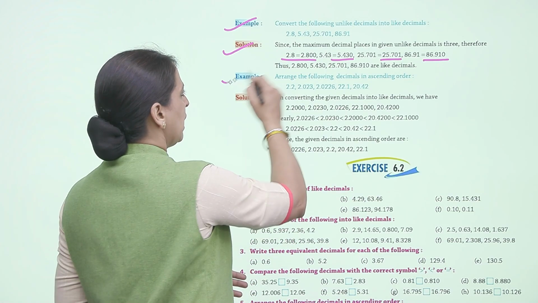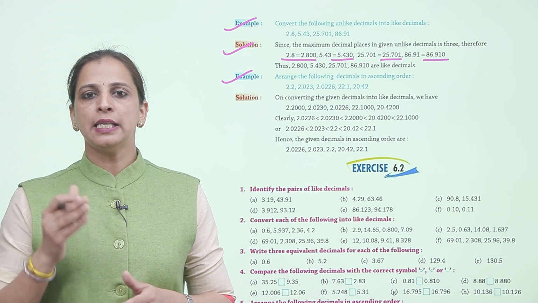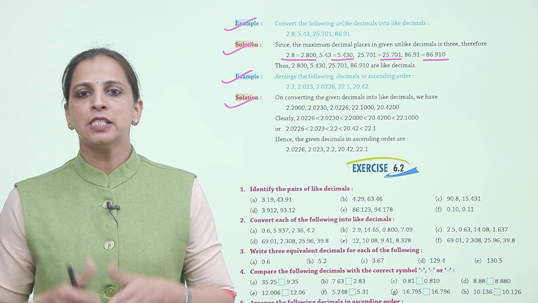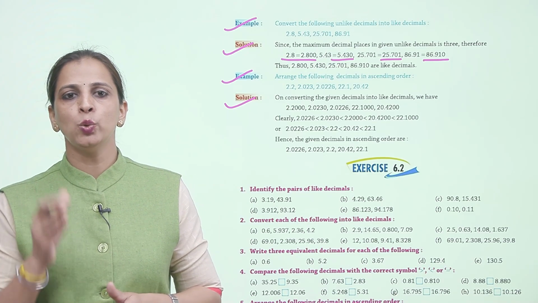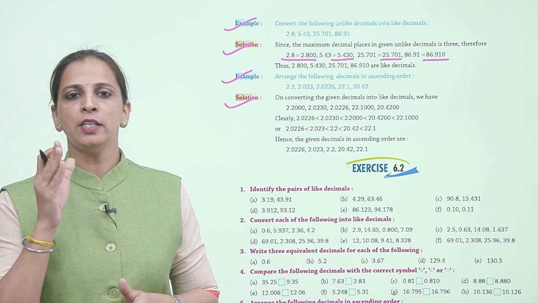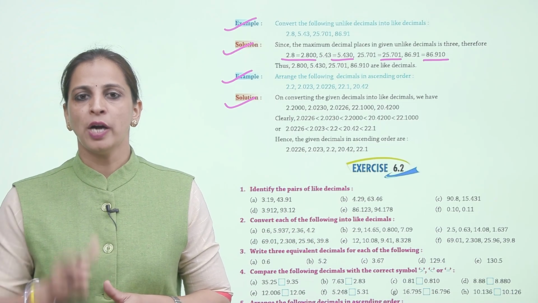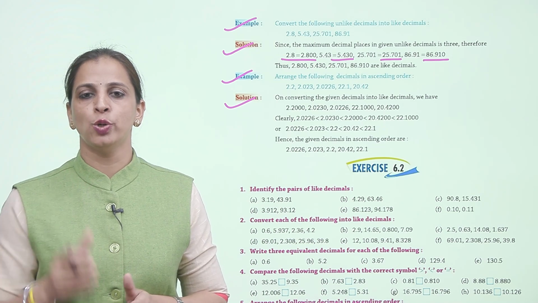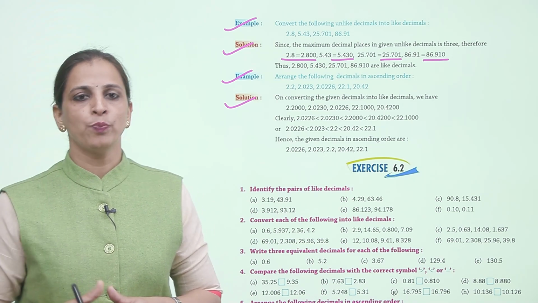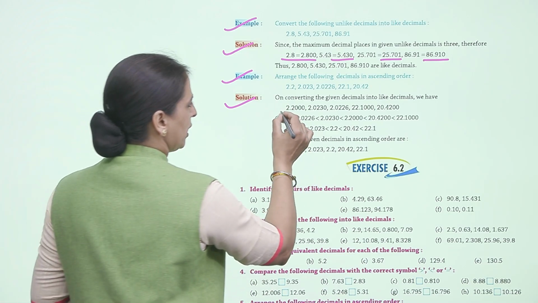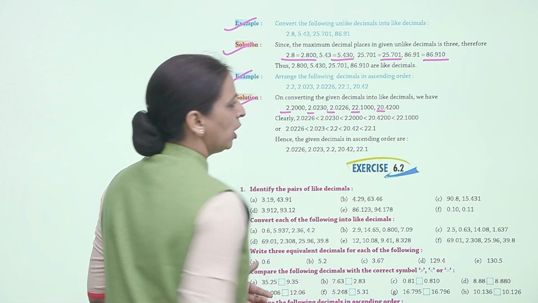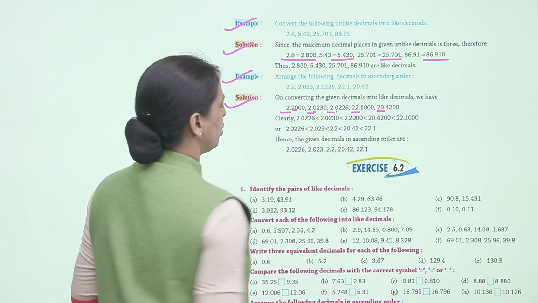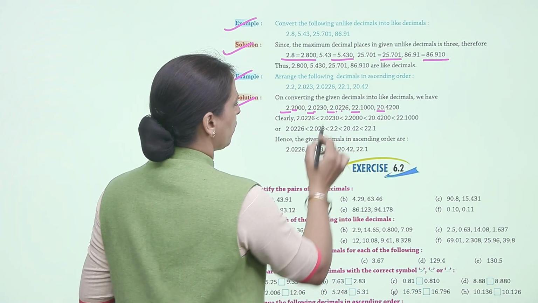Now next example. Arrange the following decimals in ascending order. Solution करते हैं. On converting the given decimals into like decimals, we have 2.2000, 2.0230, 2.0226, 22.1000 and 20.4200. Clearly whole number part को देखेंगे. It's 2, 2, 2, 22 and 20. Now 2, 2 वाले में after decimal it's 2, it's 0, it's 0. Now next 2 and 2 both are equal, 3 and 2.